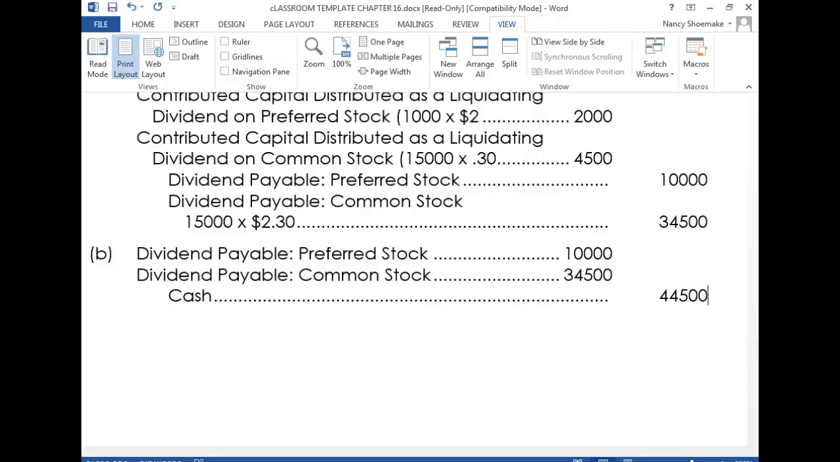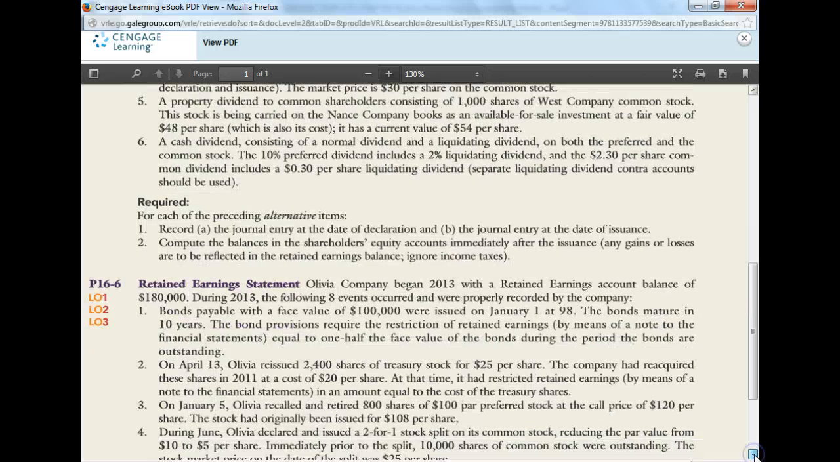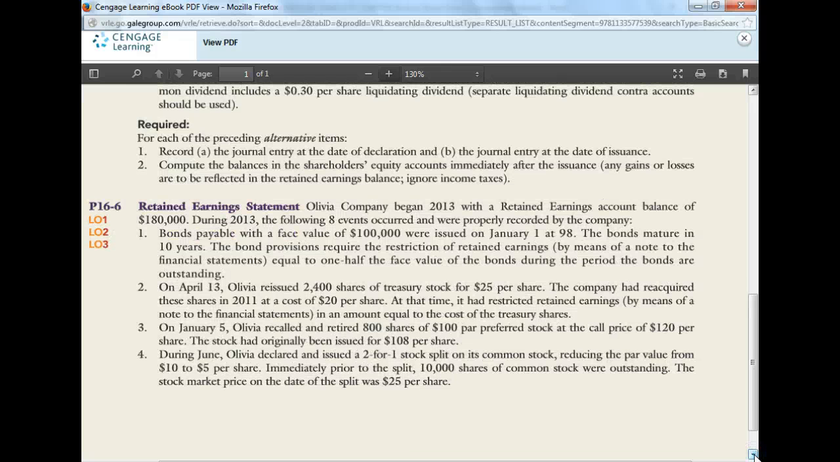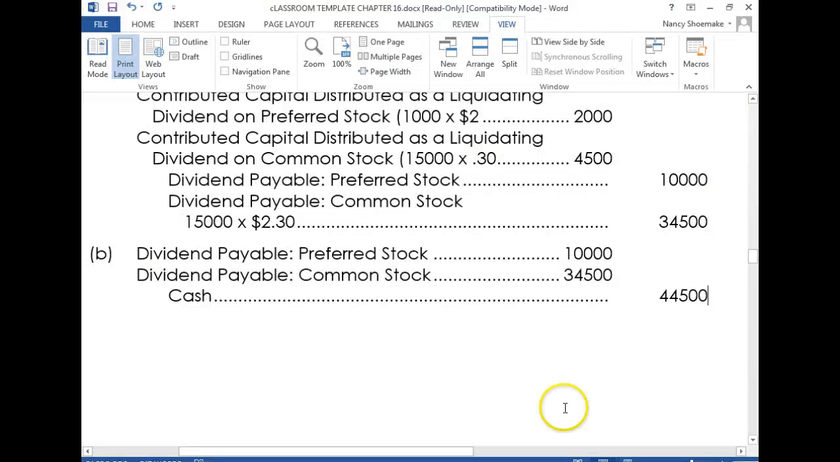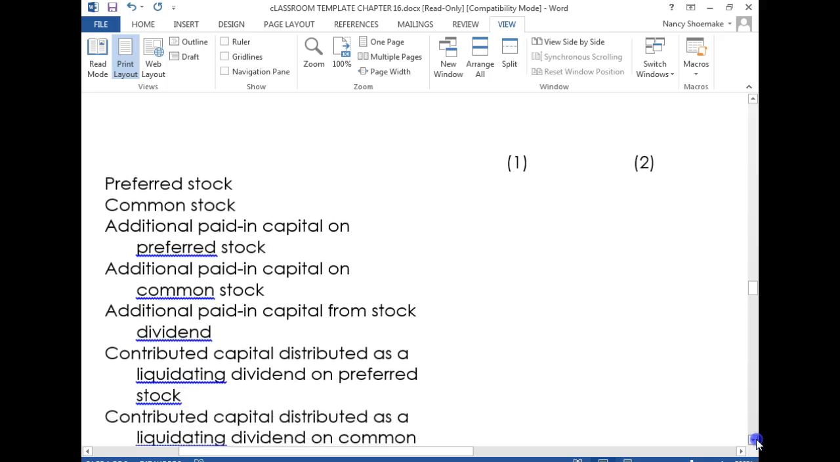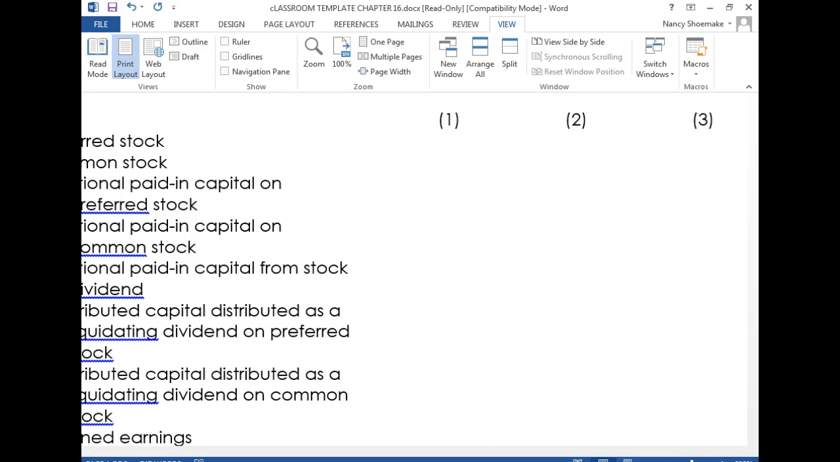Okay, so then the next portion of this problem: compute the balances in the shareholders' equity accounts immediately after the issuance. Any gains or losses are to be reflected in the retained earnings balances. We're not going to worry about income taxes on this, okay? So, as we go back here, we're going to talk about preferred stock, common stock.